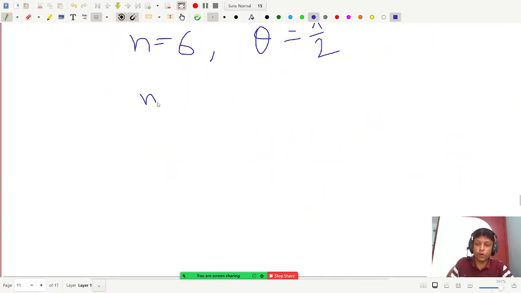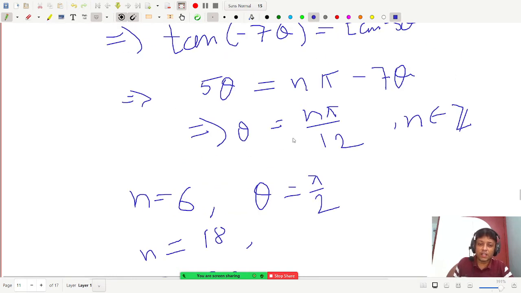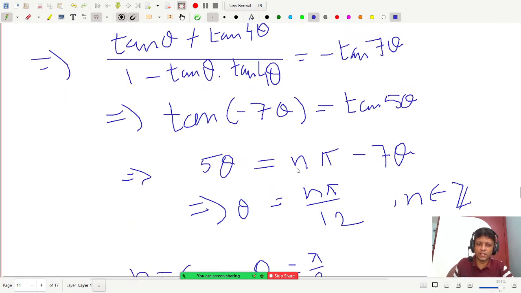What about n equal to 18? Then you have theta equal to 3 pi by 2. So again you have the same problem. What about n equal to 30? You have the same problem. For these values of n, theta doesn't exist. So there is actually no solution in this case.